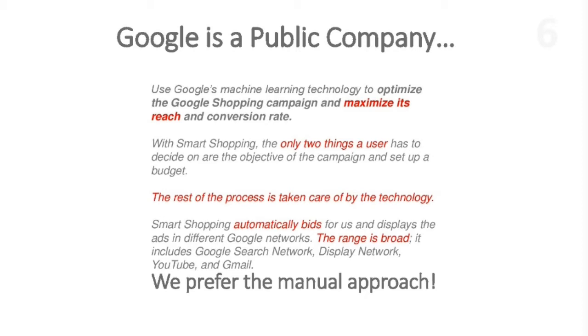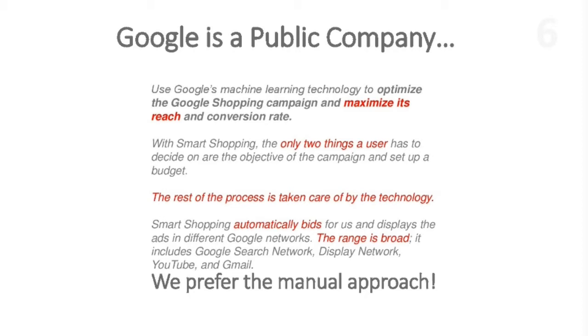The next line: with Smart Shopping, the only two things a user, aka an advertiser, so that's you and me, has to decide on are the objectives of the campaign and set up a budget. I read that as, if you don't want to put much care and attention into setting up a Google Shopping ad, then go with Smart Shopping and Google will do a wonderful job of using up your budget as quickly as possible. Not great for you.